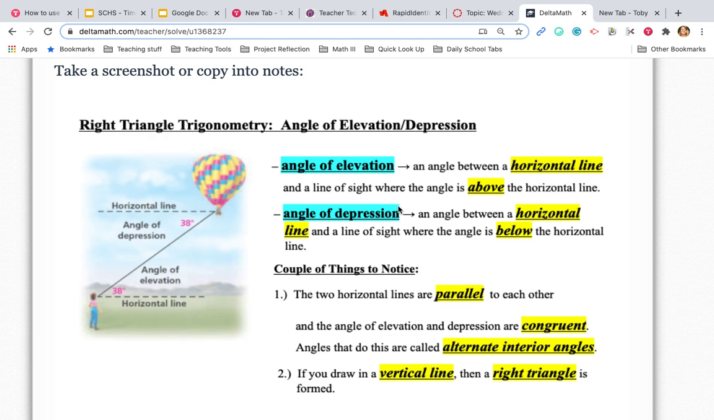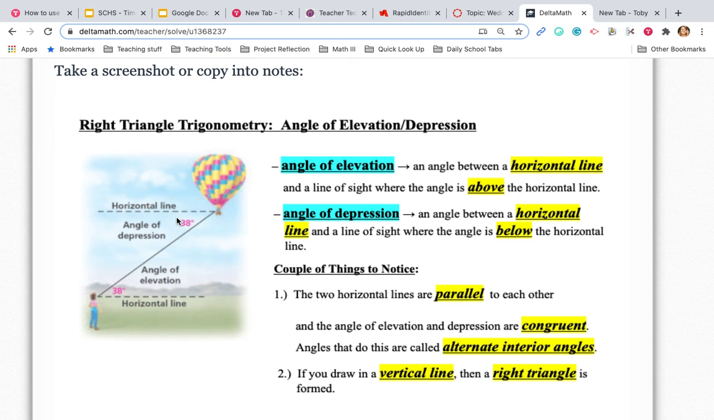The angle of depression, if you think about depressed, usually if somebody's depressed, they're kind of feeling low. So depressed, think down. An angle of depression is an angle formed from the horizontal line way up here and the line of sight. So let's say you're up in the hot air balloon and you're looking down at this person. Then this angle right here would be the angle of depression because you're looking downward. Okay? So angle of elevation is from the horizontal up, angle of depression from the horizontal down.